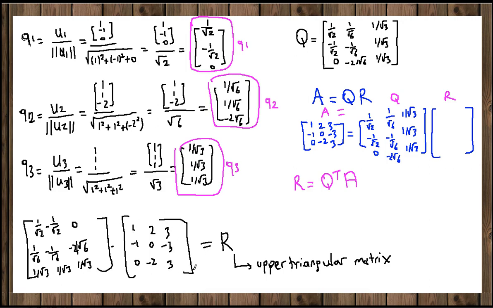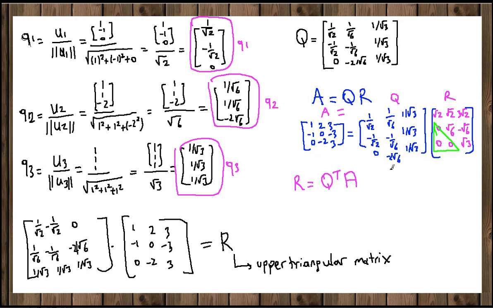This is the easiest part of the QR factorization. This is just simply matrix multiplication. And I did it on the side. So what you're going to get is radical 2, 0, 0, radical 2, radical 6, 0, 3 root 2, negative root 6, and root 3. So we obtain our upper triangular matrix R by QR factorization.